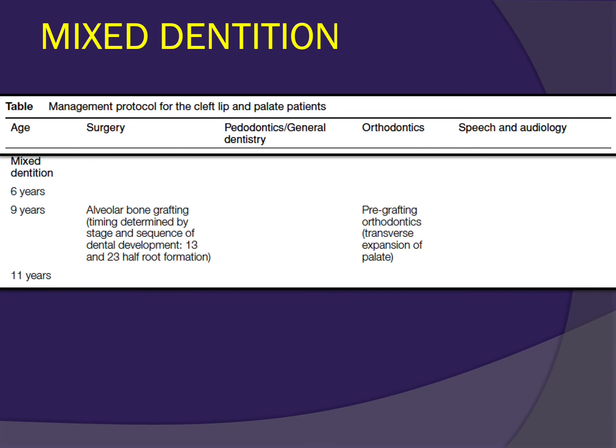At around 9 to 11 years old, alveolar bone grafting will be done. The timing of surgery is determined by the root formation of the upper canine. Sometimes the orthodontist may do expansion of the upper arch prior to alveolar bone grafting. However, there is a debate on whether to expand the palate or not, because overexpansion of the upper arch may cause insufficient soft tissue for the palate closure during the alveolar bone graft surgery.